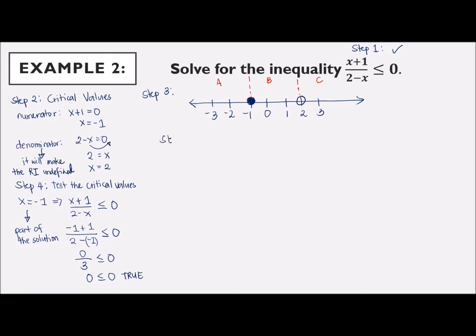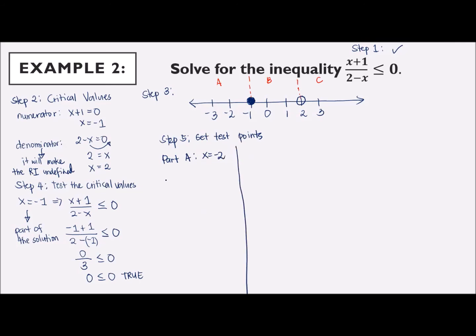So, ayan na. Dito na tayo sa last step. We will now proceed on step 5. Kukuha na tayo ng test points. Kung saan tayo mas madadalian, di ba? So, sa part A muna tayo. Kunin na natin si negative 2 kasi yun yung mas malapit kay negative 1.